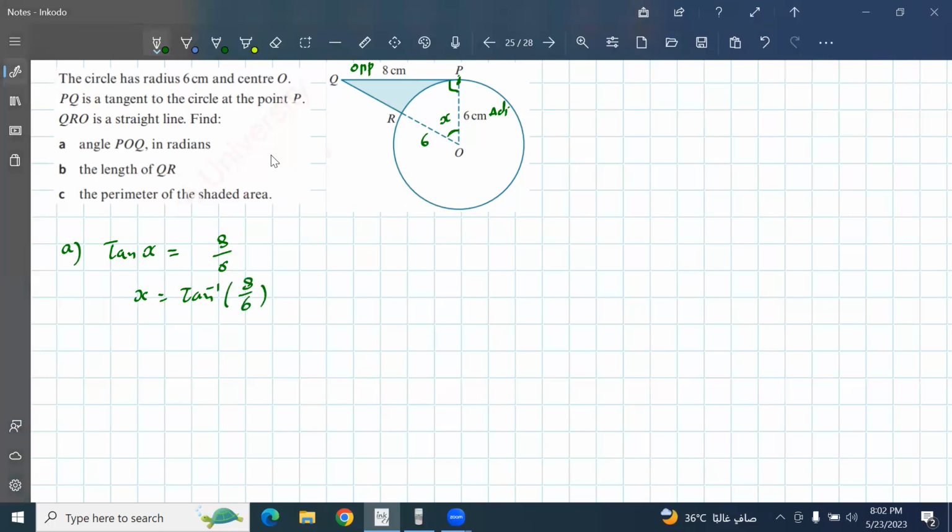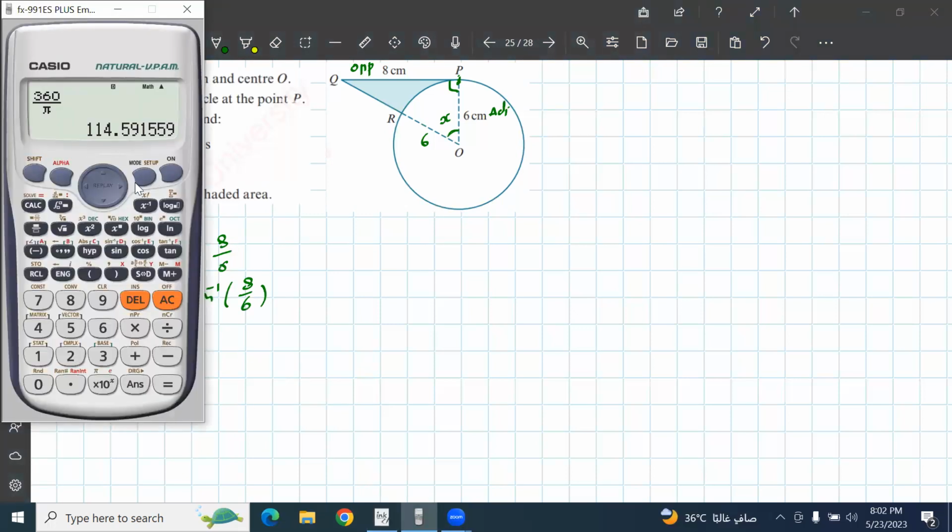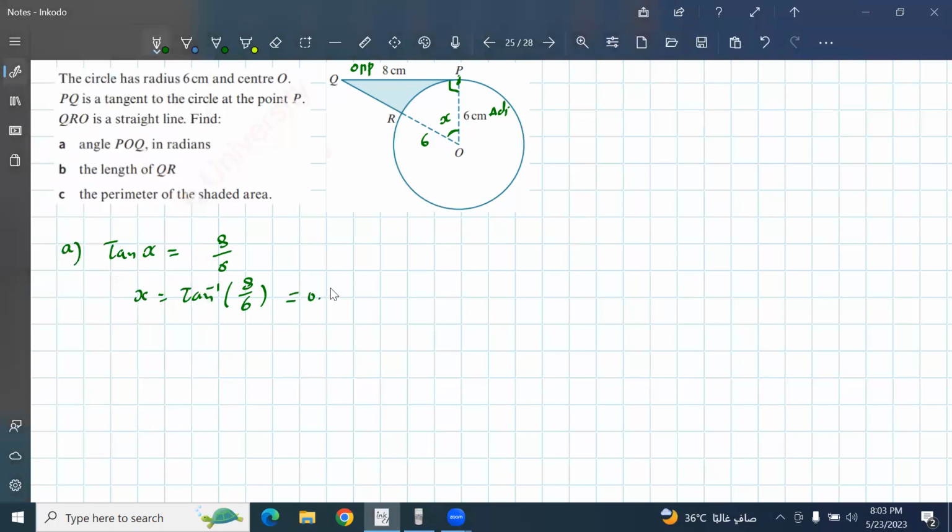Remember that we are discussing here in radians, okay? So change the mode in your calculator to radian. Here we have shift and then this. Yes, so 4. Now it is in radian. So I will apply shift tan inverse 8 over 6. That gives me 0.927. This is the answer of the first part.